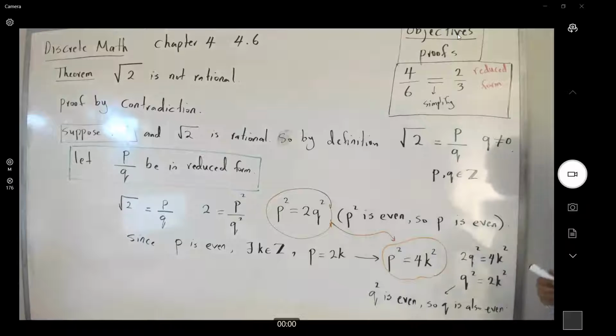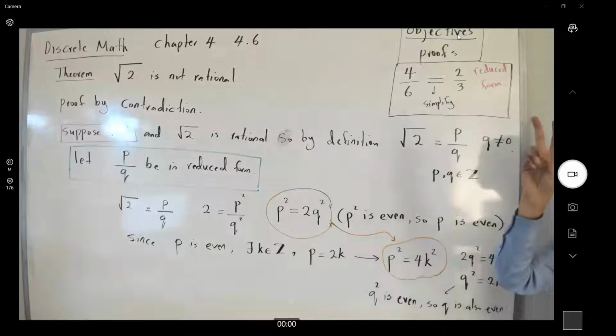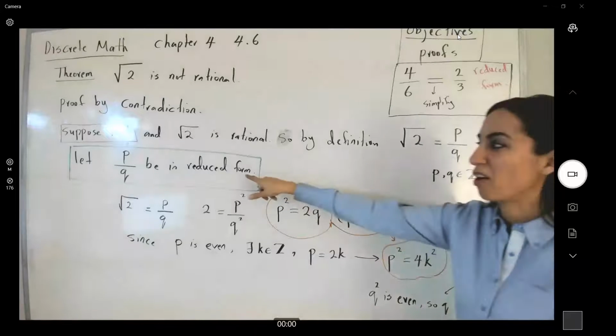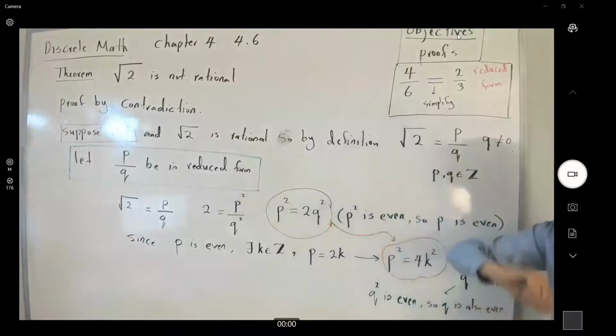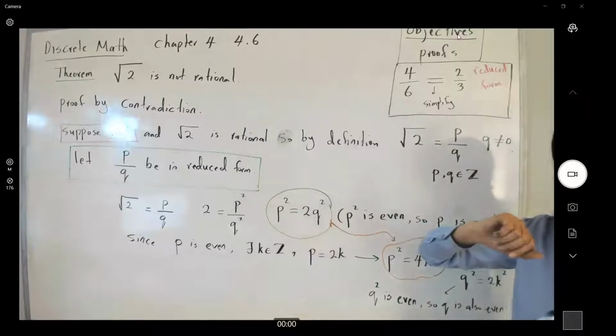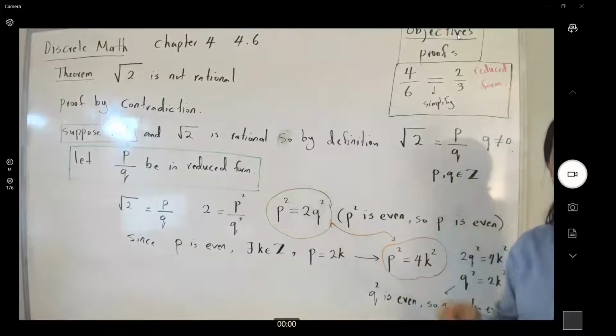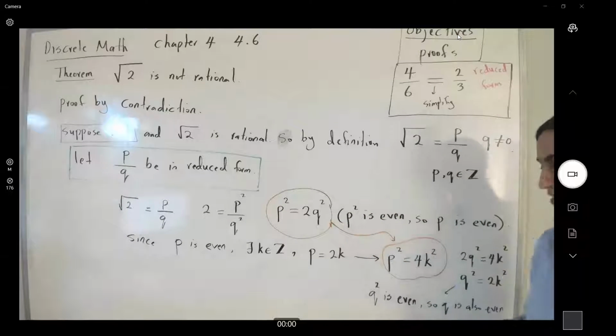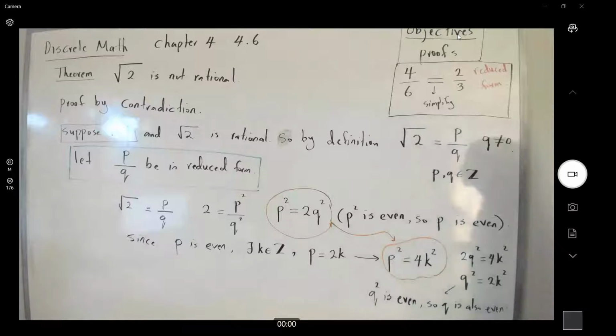P is even, Q is even. It means that they have common factor 2. But we already assumed that P and Q have no common factor except for one. We reached a contradiction.